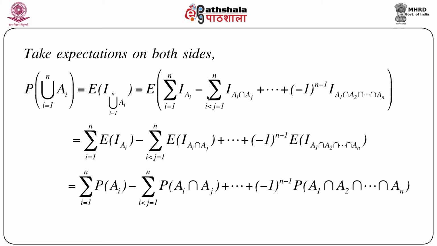And we can take the expectation inside the summation sign, because it is the expectation of a sum of finitely many terms. So summation i equals 1 to n of expectation of I of Ai, which is nothing but the probability of Ai. The second term is summation over i less than j, 1 to n, of the expectation of I of Ai intersection Aj, and this becomes the probability of Ai intersection Aj. The last term, the expectation of I of A1 intersection A2 intersection up to An, is nothing but the probability of A1 intersection A2 intersection up to An.